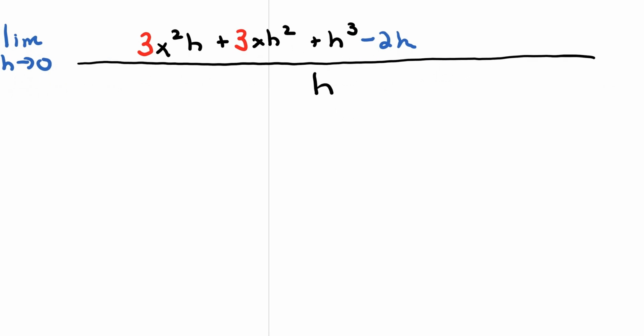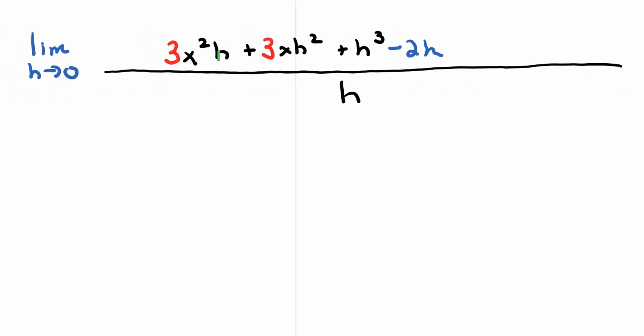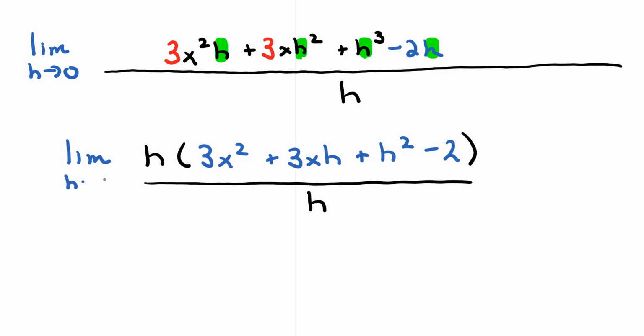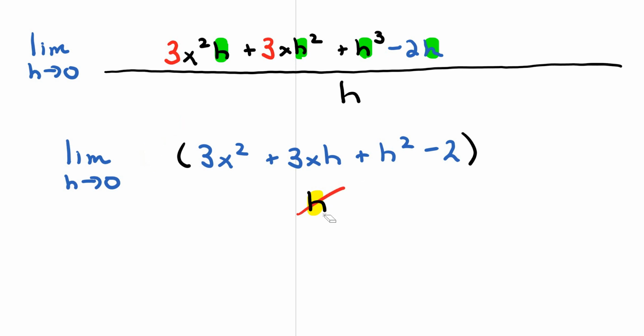Okay, and then on the numerator now, every single term has an h, right? So we can definitely factor out an h. And then if we factor out the h, we get 3x squared plus 3xh plus h squared minus 2. And then close the bracket there, all divided by h. And then I have the limit sign here as h goes to 0. And then I have this h here and this h here. I can cancel that off. Great. And then I can erase all that.